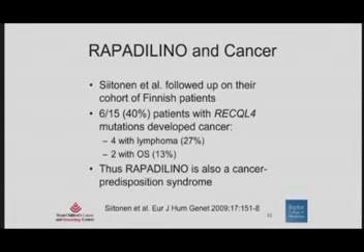Siitonen et al. later followed up on their original cohort of Finnish patients, and what they found was that 6 out of 15, or 40%, with RECQL4 mutations eventually developed cancer. 27% of these cancers were lymphomas, and 13% were osteosarcomas. Thus, RAPADILINO is also a cancer predisposition syndrome.